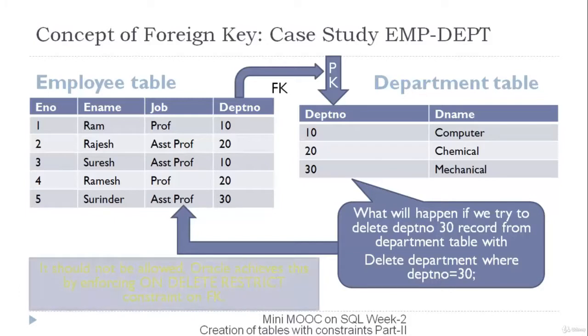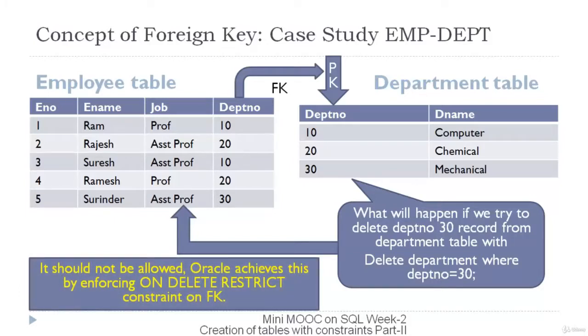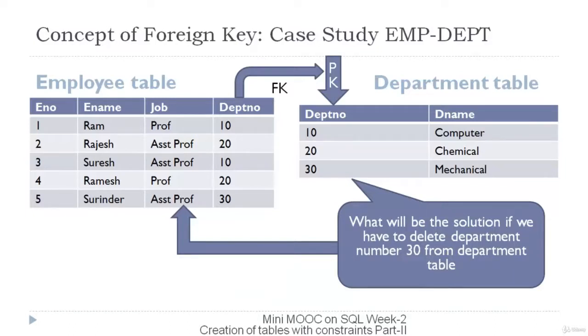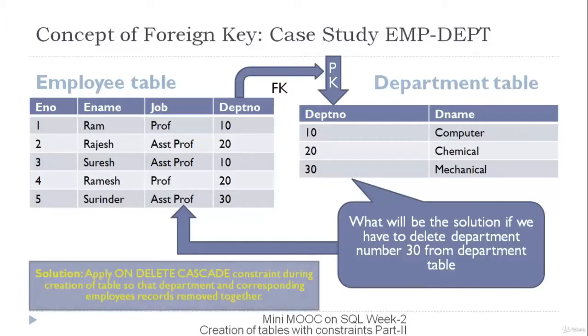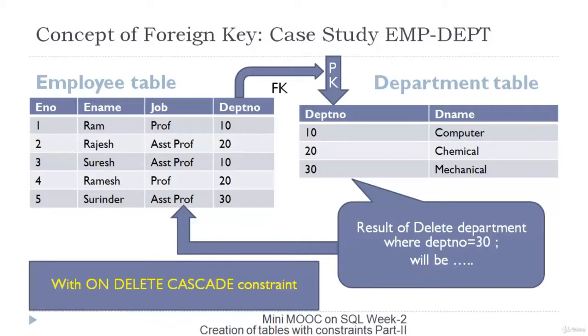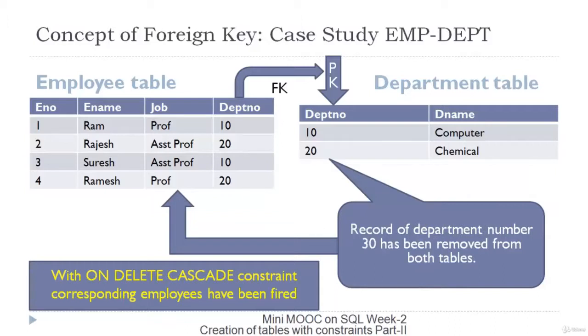Oracle achieved this through onDelete restrict constraint on foreign key, and it is a by default option on foreign key constraint. But what will be the solution if we have to delete department number 30 from department table? Then the solution is onDelete cascade constraint, where department number 30 will be removed from both department and employee table at the same time. So if we issue this statement with onDelete cascade constraint, then department number 30 will be removed from department as well as employee table.